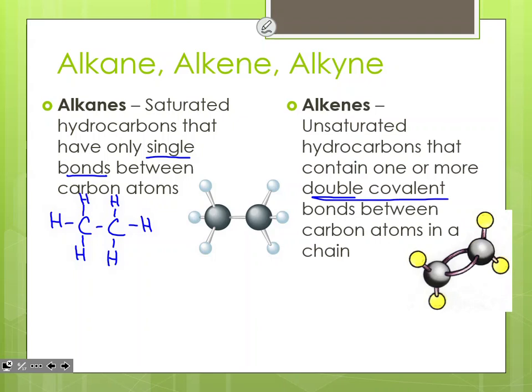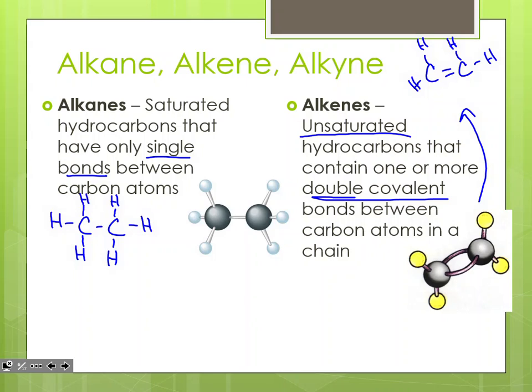Now, if I draw the Lewis dot structure of this one, it would look more like this. You have a double bond in between them, and as you can see, by creating that double bond, we have 2 fewer hydrogens than we did when we had the alkane. On the alkane, we had 6 hydrogens around it. This one only has 4. So it doesn't have the maximum number of hydrogens that it could possibly have. So we call this one unsaturated. If it has a double bond, you can recognize it as being unsaturated.